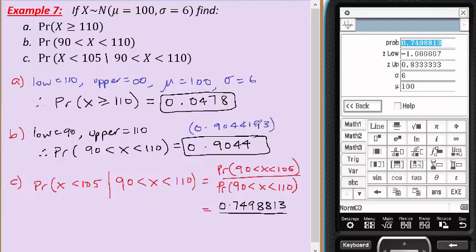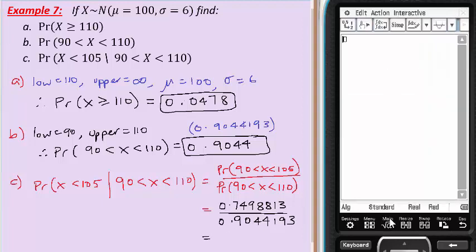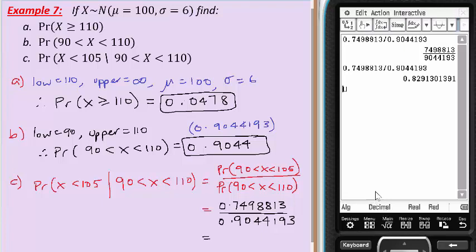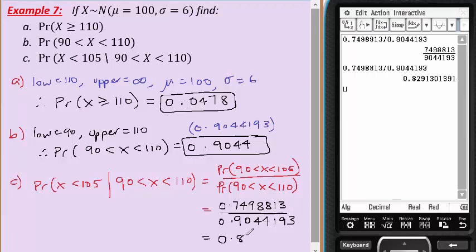over my answer that I've written in blue that I can recall now, 0.90444193, and therefore I can get an answer when I go back to the main part of the calculator by putting those numbers in. The only thing we want to keep in mind when we're doing this is we still need an answer that's between 0 and 1. That answer is not going to help me as much as this answer, which is 0.8291. And there is my third answer.